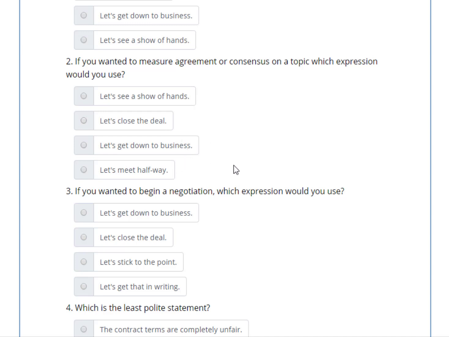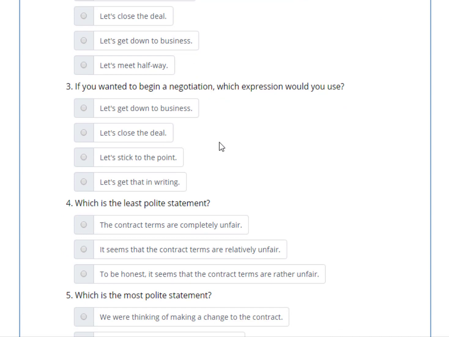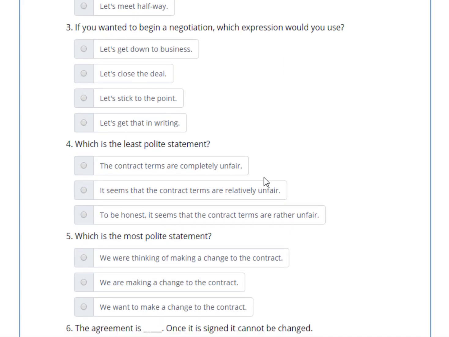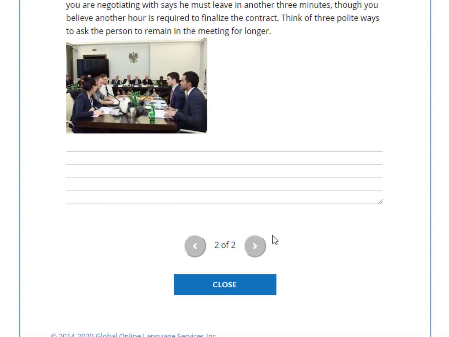Let's meet halfway. If you wanted to begin a negotiation, remember, begin a negotiation. That sounds familiar, doesn't it? Which expression would you use? Let's get down to business. Let's close the deal. Let's stick to the point. Let's get it in writing. All right, let's go to the next page.